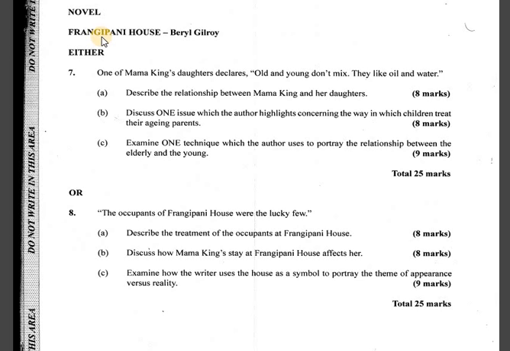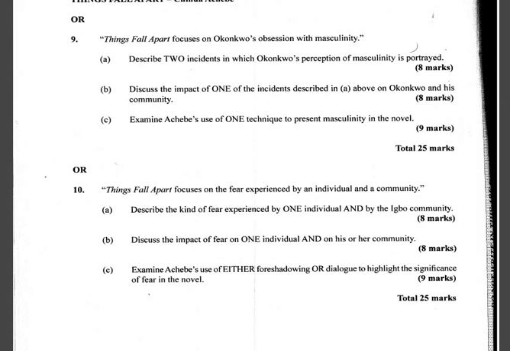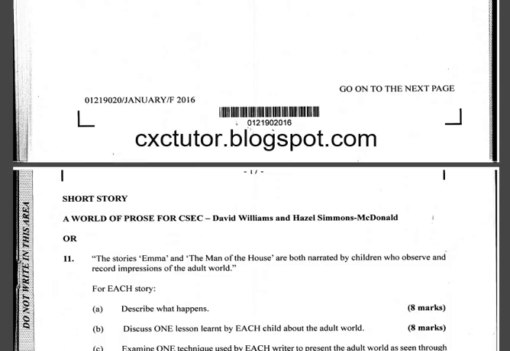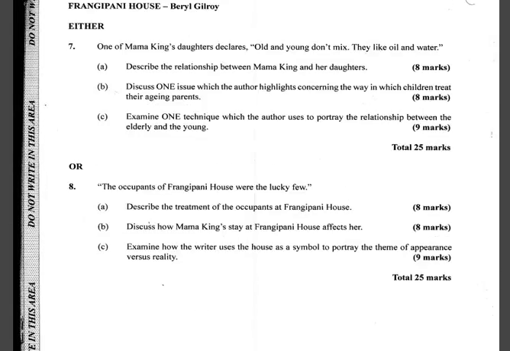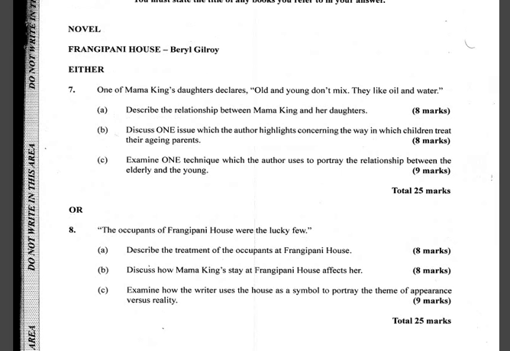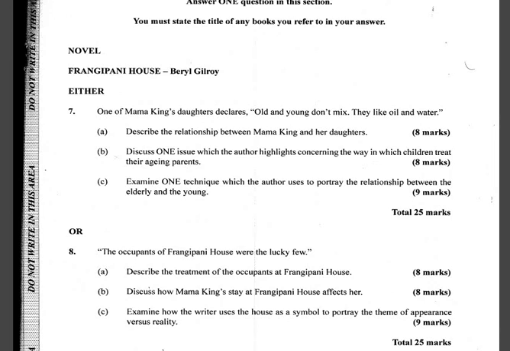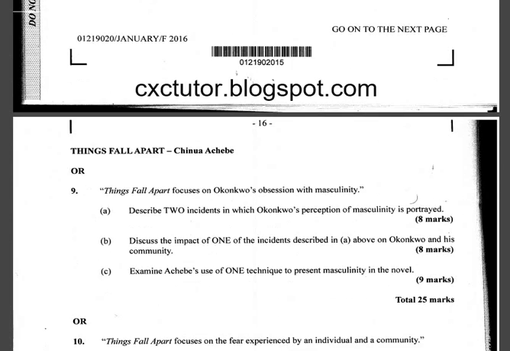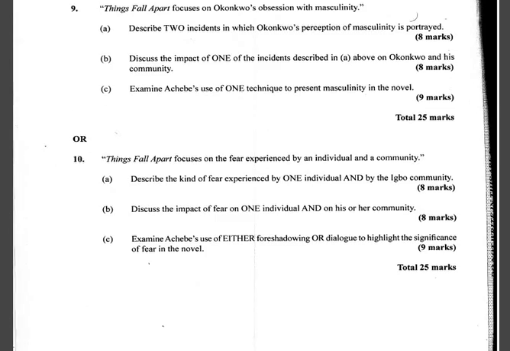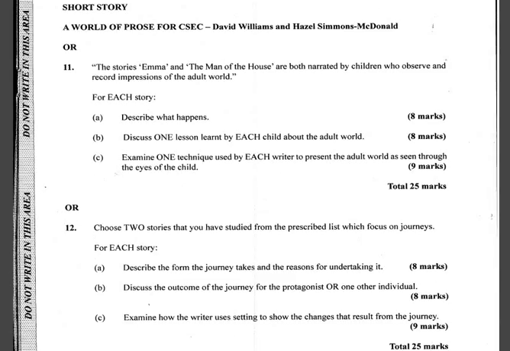That's one of the novels that students are doing. And the other novel is Things Fall Apart. So at the beginning, I'm going to make a correction to my statement. At the beginning, I said it's 4 prose questions. I'm sorry. In total, it's 6. So you have 2 questions based on Frangipani, and I'm sorry if I'm mispronouncing it, and 2 questions based on Things Fall Apart, and you have 2 short story questions.